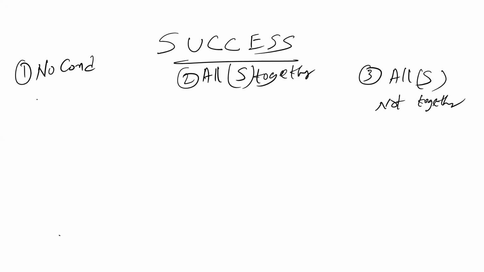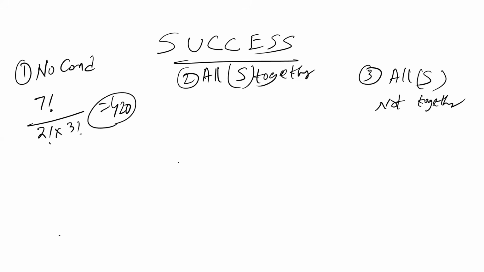So, no condition. Total, SUCCESS has 7 letters. 7 factorial divided by repetition of 2 times C and 3 times S. And the answer becomes 420 words.